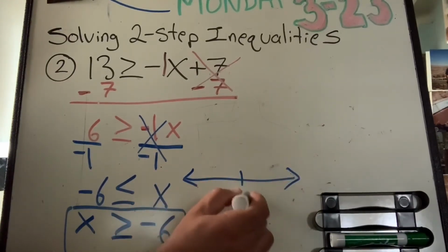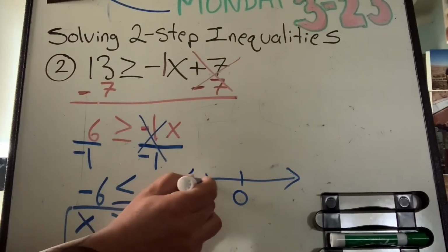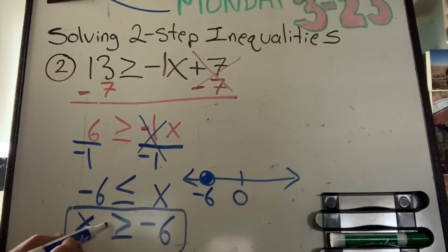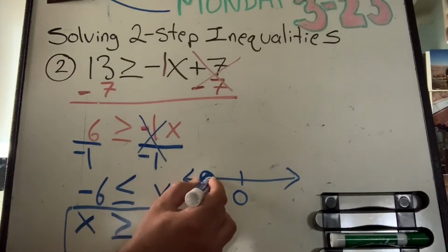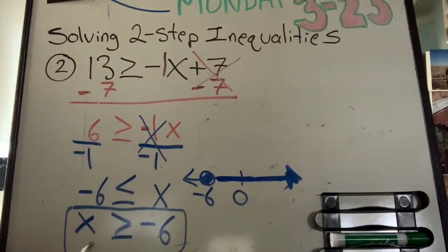So here's 0. Here's negative 6 on the left. Circle. Color it in. Shade to the right. So negative 6 is an answer, and everything bigger than negative 6 is an answer. Okay, I hope that helped.